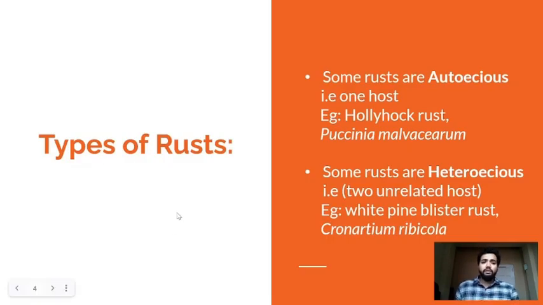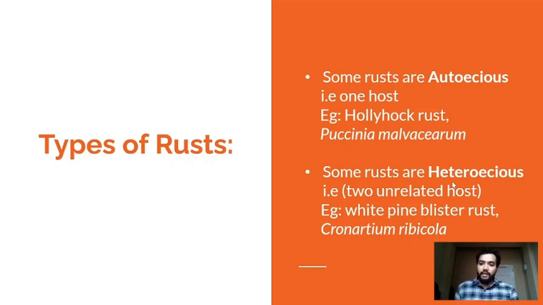Now, if we come to the types of rusts, there are 2 types of rust: autoecious and heteroecious. What do we mean by autoecious? Autoecious rusts grow on only one host. A famous example of autoecious rust is hollyhock rust, and the scientific name of hollyhock rust is Puccinia malvacearum.